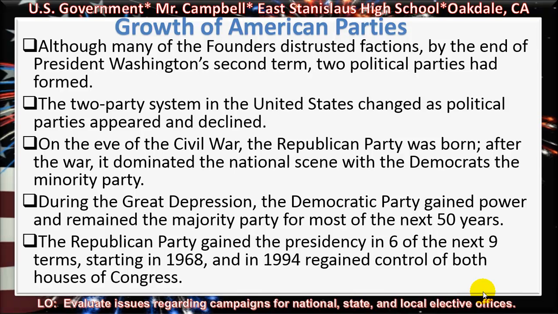Of course, since that time, things have changed. In 2008, the Democrats had control of both houses of Congress and the White House. But that was short-lived as the Republicans gained control of the House of Representatives in 2010, and that's the way things have stayed, with the Republicans controlling the House, Democrats controlling the Senate, and we have a Democrat currently as president.